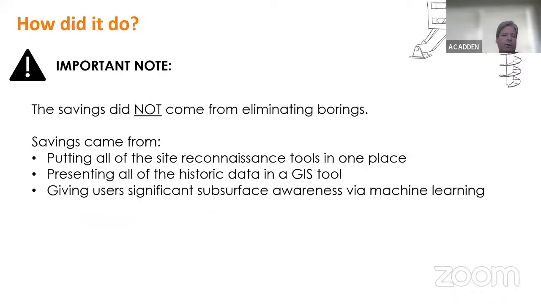One thing I did want to mention, though, is that you think about saving $1 million. They're like, oh, they just drilled fewer borings. But that's not really where the savings comes in. The savings really was coming from the improved workflow. So being able to use these kind of reconnaissance tools, get this information together in one place, make useful sense out of the data since it's all geo-referenced now, and then apply that machine learning tools to plan a better, smarter exploration plan for their next bridge.